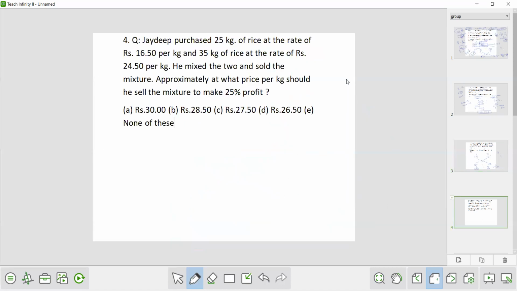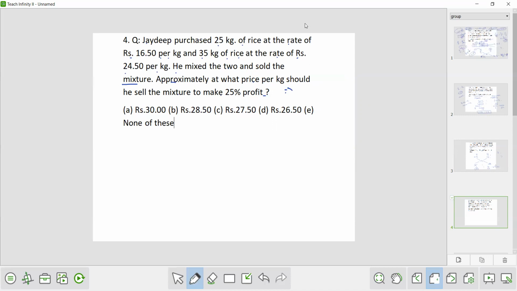Okay. Now let us move to the next question. Question number 4. See, Jaideep purchased 25 kg of rice at the rate of rupees 16.5 per kg and 35 kg of rice at the rate of 24.5 per kg. He mixed the two and sold the mixture. Approximately at what price per kg should he sell the mixture to make 25% profit?